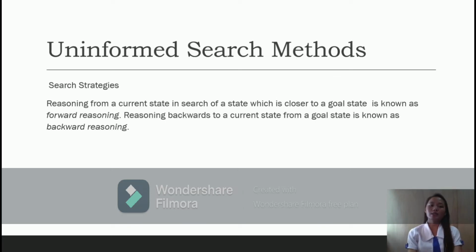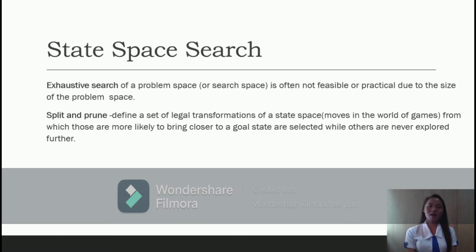So we will now discuss the uninformed search methods. First is the search strategies. Reasoning from a current state toward a state which is closer to a goal state is known as forward reasoning. Reasoning backwards from a goal state to a current state is known as backward reasoning. The next method is the state space search method, to be discussed by Leobe Tuyogon.